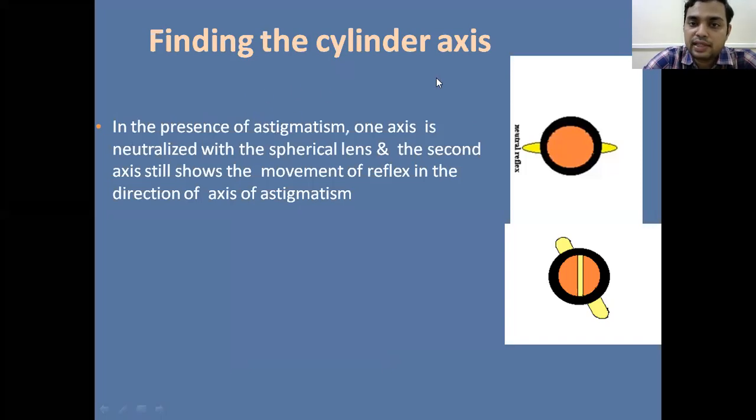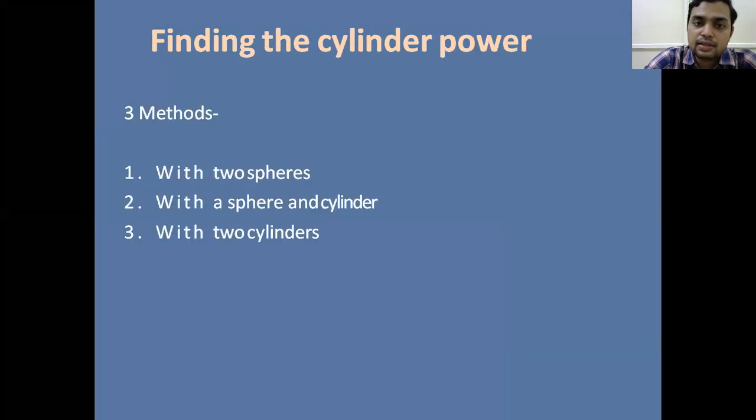So how will you find the cylindrical axis? In the presence of astigmatism, one axis is neutralized with the spherical lens, and the second axis shows the movement of reflex in the direction of the axis of astigmatism. You have to check the reflex in both the horizontal meridian and the vertical meridian. In one axis it is corrected by the spherical lens, and the other axis is corrected by the direction of the axis of astigmatism. So this is about finding the cylindrical axis.